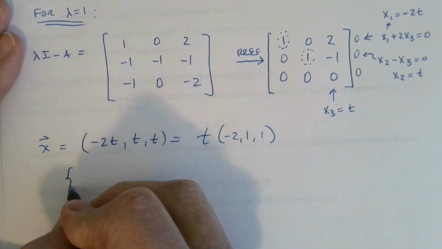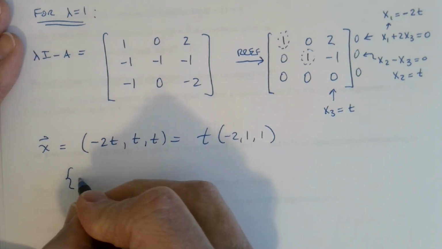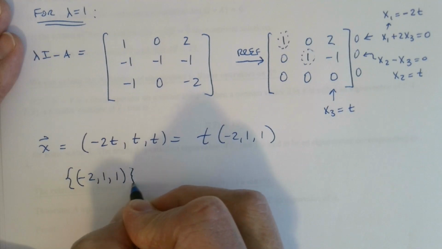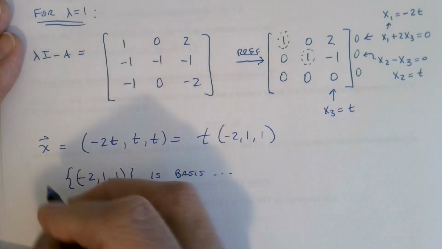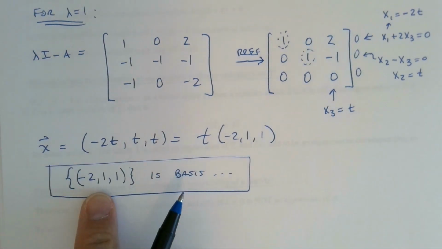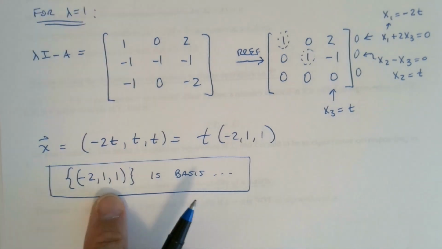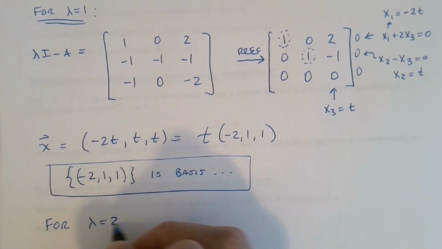So the basis for the eigenspace corresponding to lambda equal 1 is this. I'll let you fill in all the words there, right? But that's the basis for the eigenspace of A corresponding to lambda equal 1. Again, what's the dimension of this? The dimension is 1. Let's look at lambda equal 2.